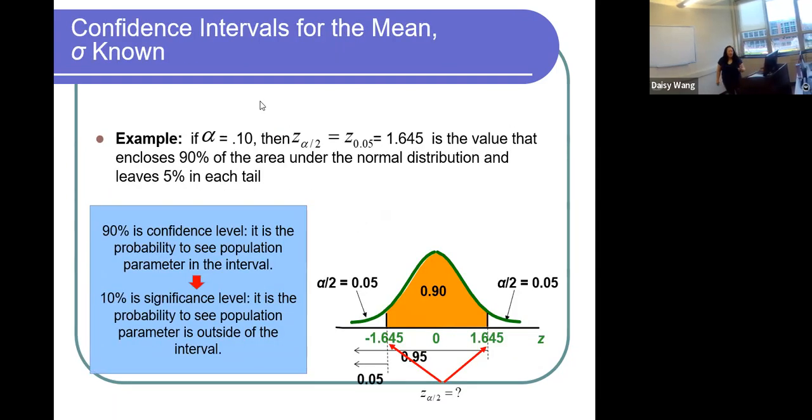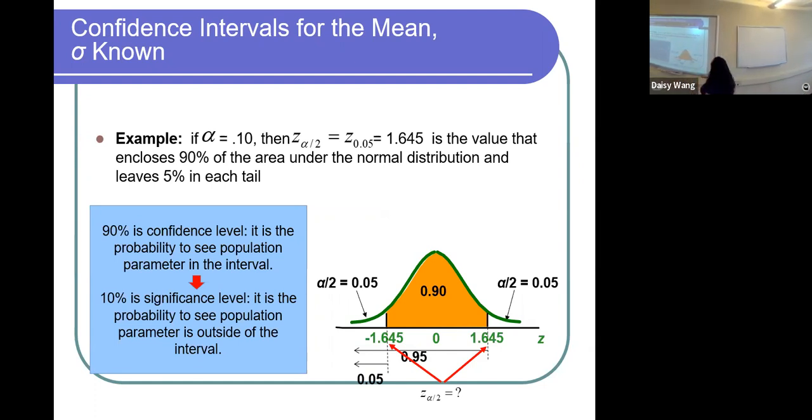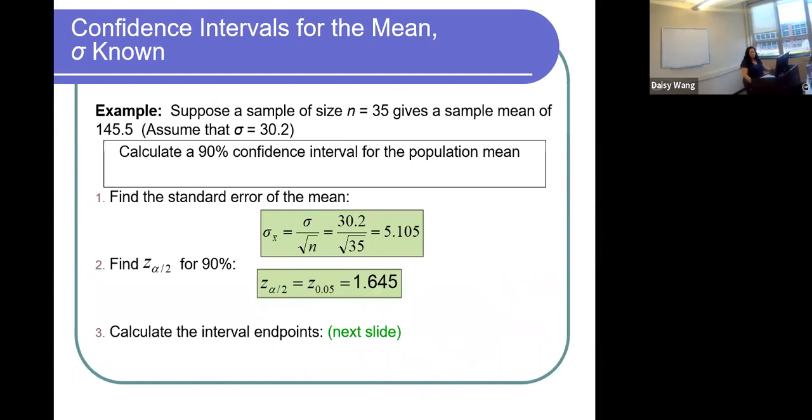If alpha is 0.1, or 10%, then half of the 10% is 5%, and the z score will be 1.645. That means when the z score is between negative 1.645 and 1.645, this area is 90%. So in this case, we need to use z equal to 1.645 times the standard error of the mean, like here.